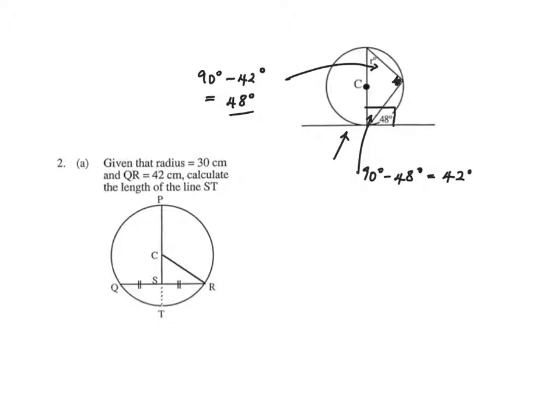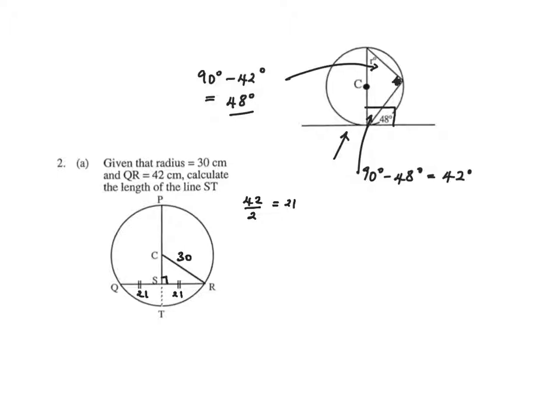First thing we can do is mark in a 90 degree angle here. This is a right angled triangle. We're told that the radius is 30, so I can fill in 30 here. QR is 42, so 42 divided by 2 is 21. Why am I dividing by 2? Because this line PT cuts the chord QR into two equal lengths, and we can see that. If that's 21, that's 21.